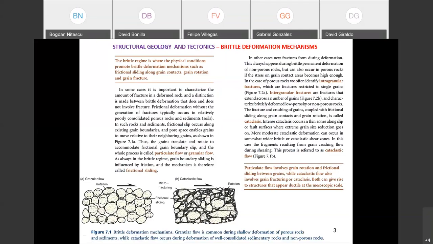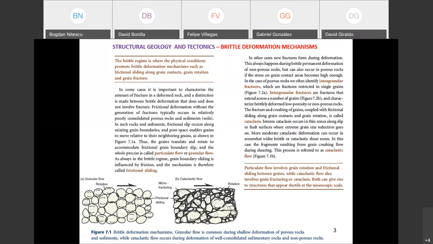This is what happens with unconsolidated sediments like sand. And we talk about granular flow, or you can call it particulate flow. And the mechanism is frictional sliding and grain rotation. So these are the mechanisms. Now, think about this. You have a rock, it is more consolidated, and it doesn't flow easily like this. And under the stress condition, you start forming fractures. A fracture can cut one grain, so instead of having one grain, you have two pieces of the initial grain. That is called intragranular fracture. Intra means within one grain.